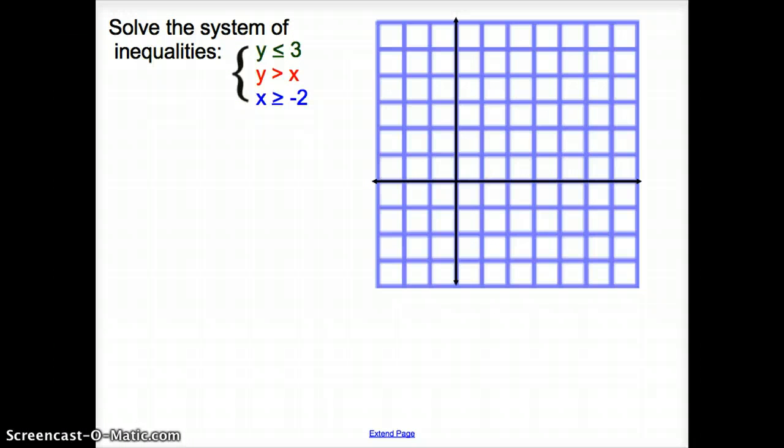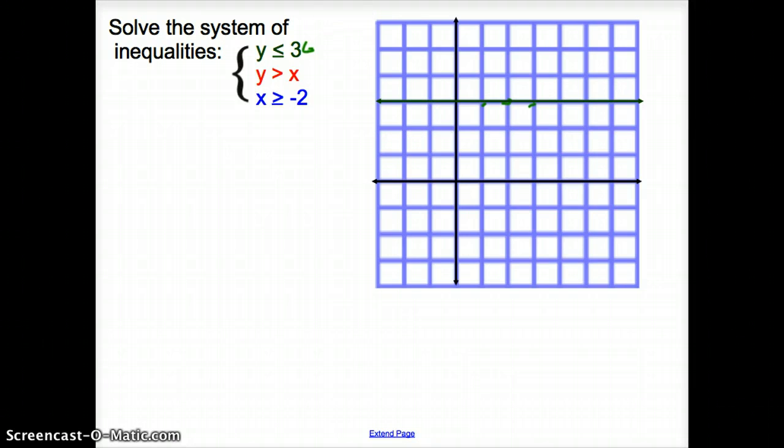So now here, if we wanted to solve this system of inequalities, remember that our y will give us a horizontal line, and we want all our y values to be 3. So I'm going to graph this green line here. We want all our y values to be 3, so we're going to have a horizontal line through y is 3. There's my horizontal line through y is 3.